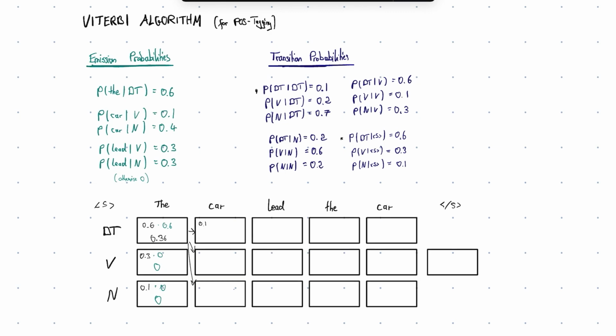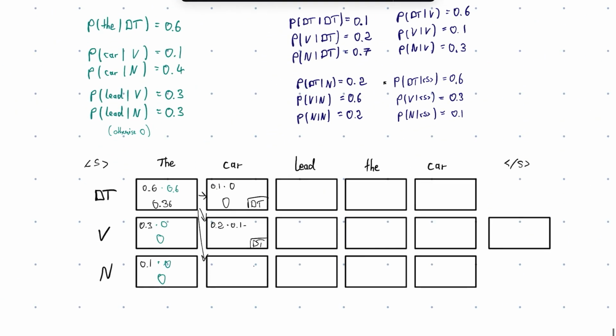For determiner to determiner, it's 0.1 for the transition. The emission probability for car given determiner doesn't exist, so it's 0. So this is 0 coming from determiner. And in the verb state, we have to check the probability of verb given determiner, and that would be 0.2. And then the emission probability for car given verb is 0.1. And we should write down that we come from determiner here. And then we also have to take this probability here because we want to continue the path probability. So we always have to multiply with the previous state's probability.